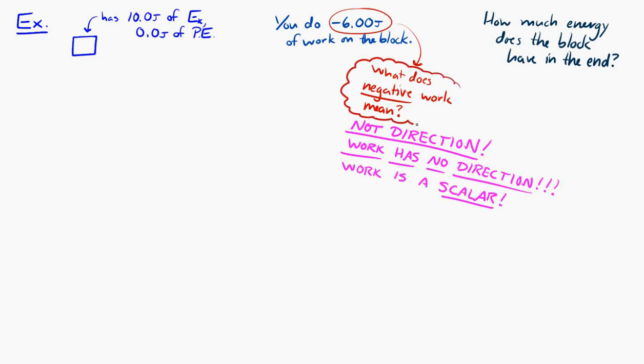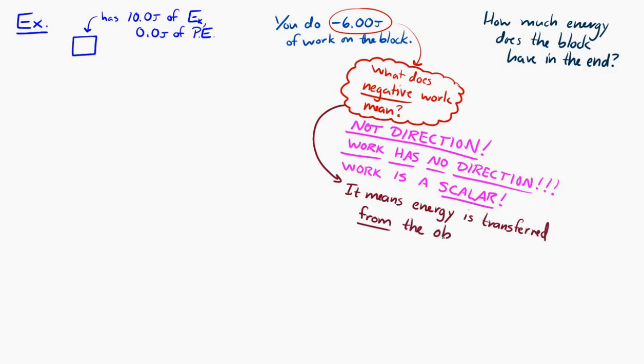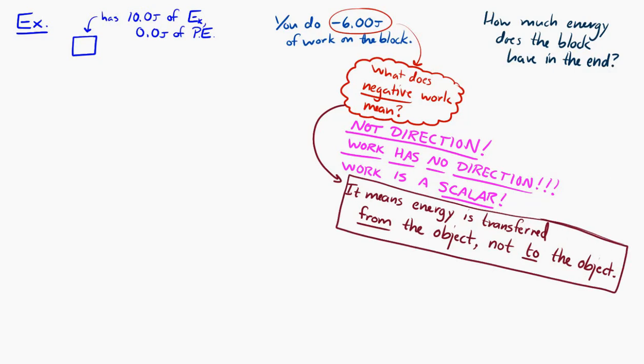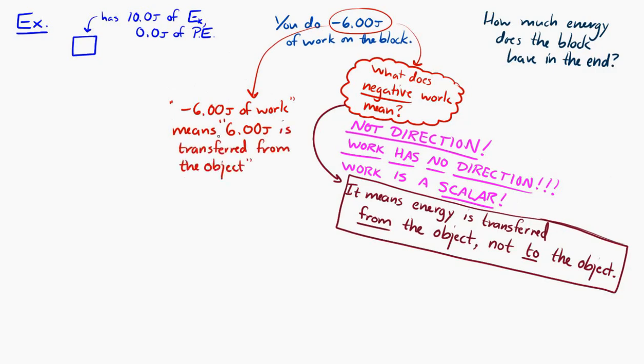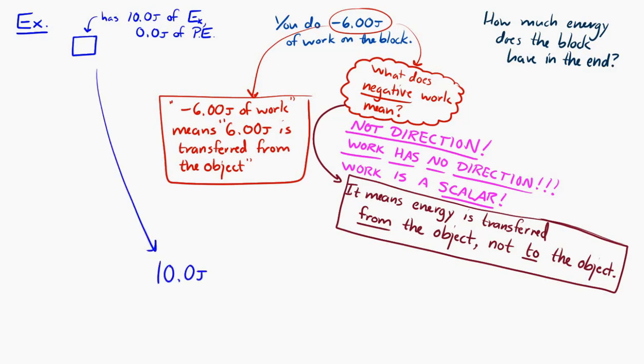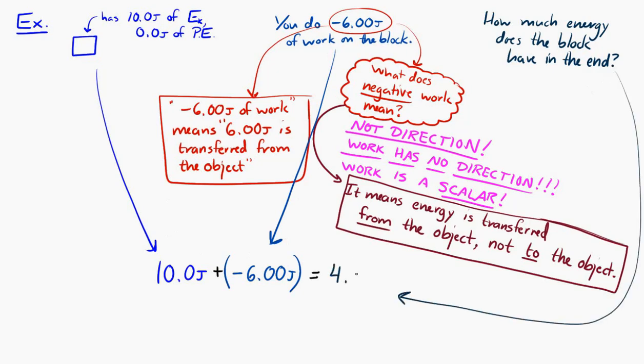What it does mean is that energy is being transferred away from the object. That negative sign, again, means that energy is being transferred away from the object. So, if you do negative 6 joules of work on something, you're transferring 6 joules away from the object. You're taking 6 joules of energy from it. So, you started out with 10 joules of energy. You removed 6 joules of energy from it. So you end up with a block that has 4 joules of energy.